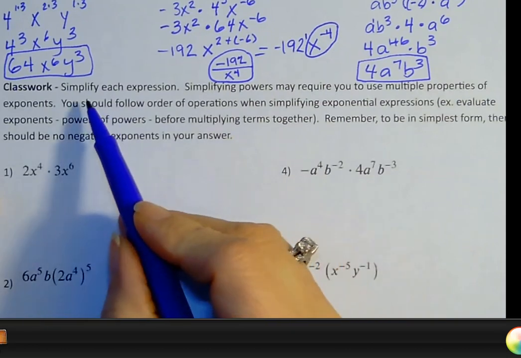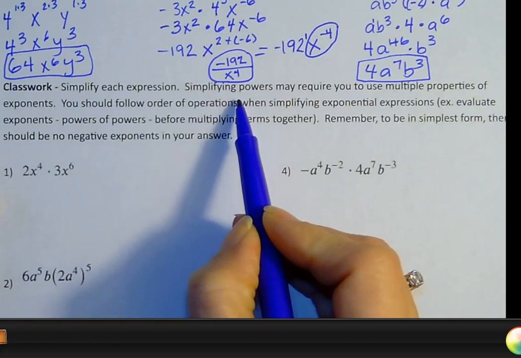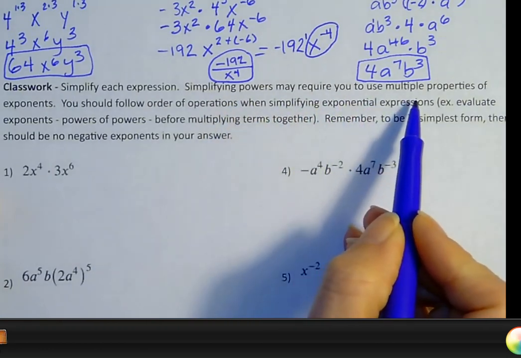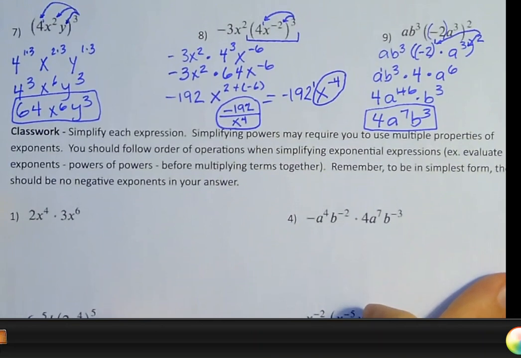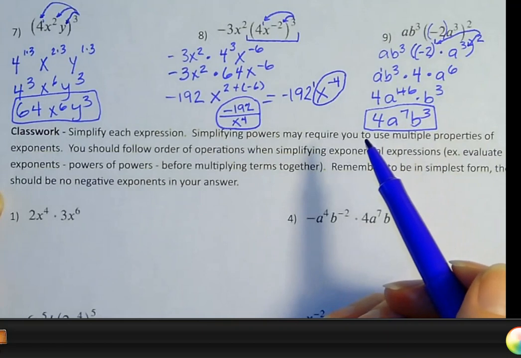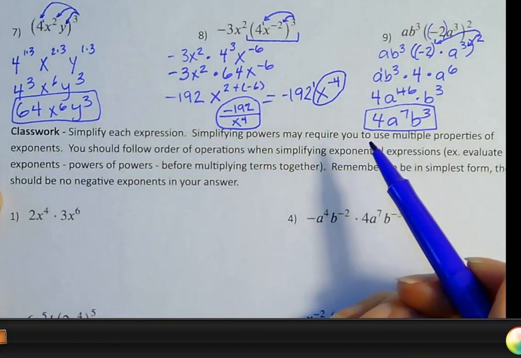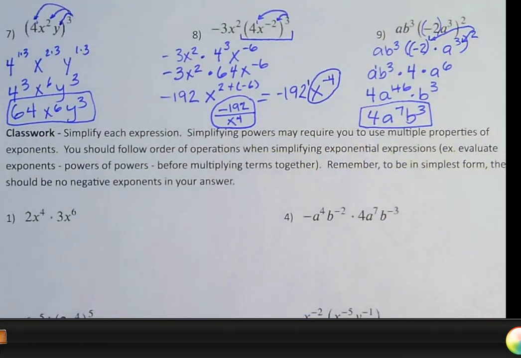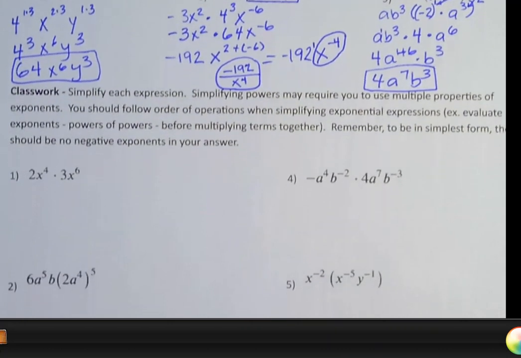Okay, your instructions are to simplify each expression. Simplifying powers may require you to use multiple properties of exponents. That's what we had to do up here, right? Sometimes we were doing power of a power, sometimes we were doing power of a product. And sometimes we were doing, what was the third one? Product of powers, sorry. Okay, so just be careful of anything that actually has an invisible 1 as an exponent. Be careful of negatives and all that stuff. So pause the video, try some problems out, and come back and check and see how you did.